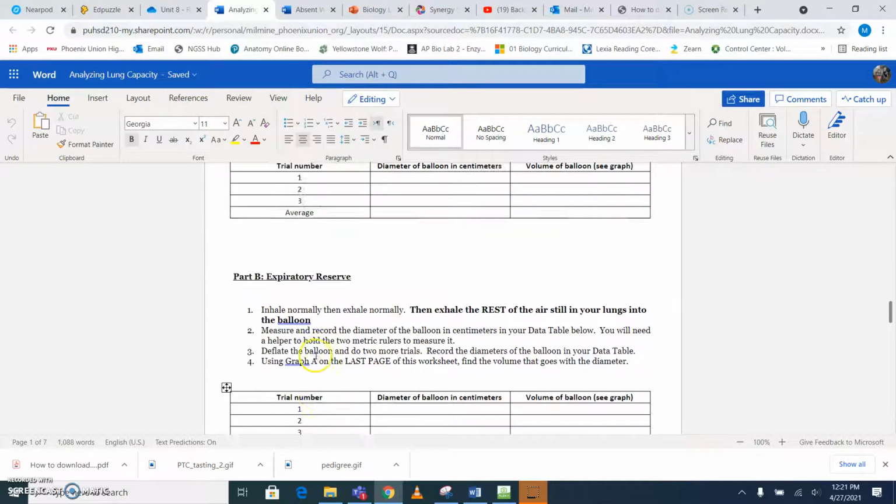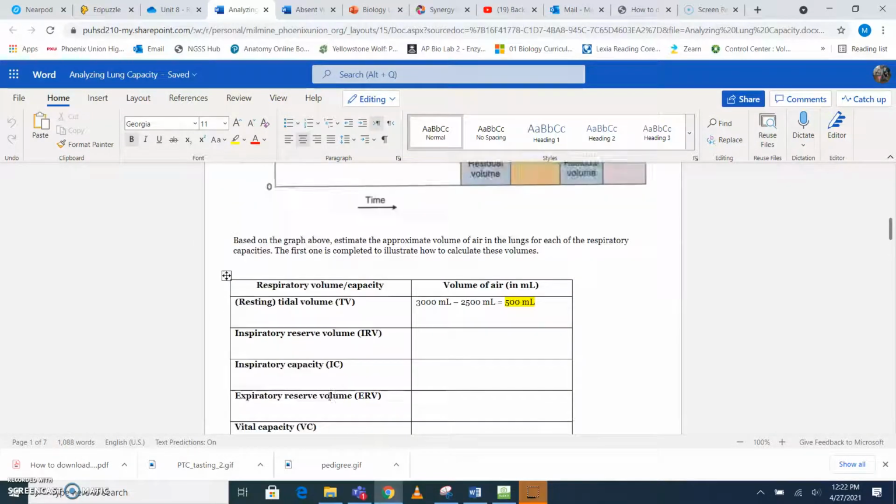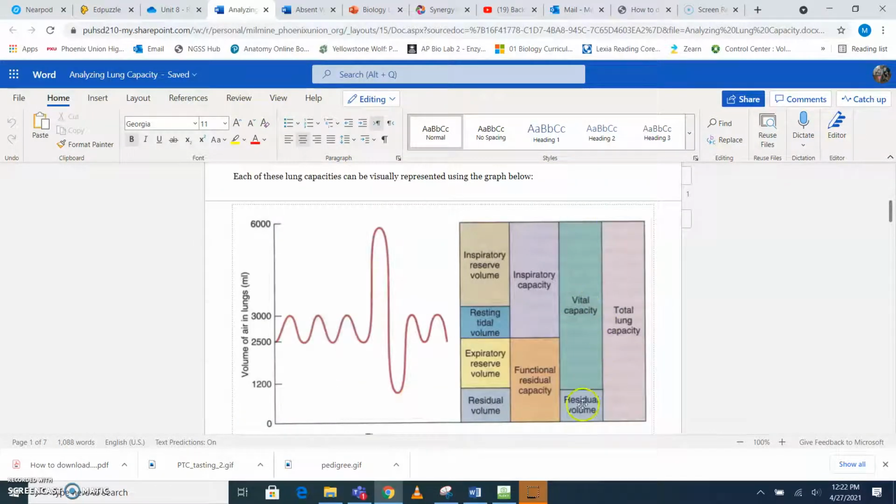The first one that we're going to be doing is vital capacity. It says to stretch the balloon several times. I'm doing that right now. We have to take a deep breath and then exhale all of the air that I can into the balloon, and then measure the balloon. That's going to measure the vital capacity. Going back up, you should recall that vital capacity in green here is all of the air in the lungs after a max inhale and a max exhale. So this is what we're going to be measuring for my lungs.